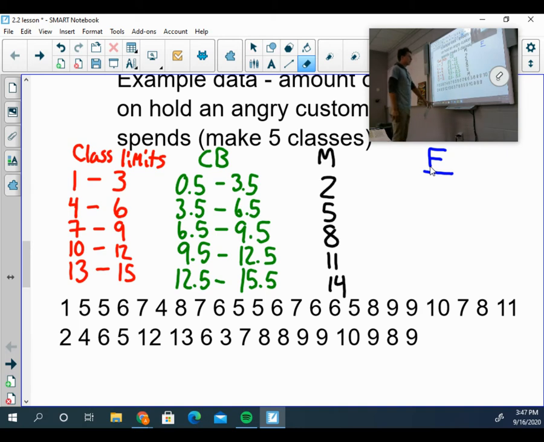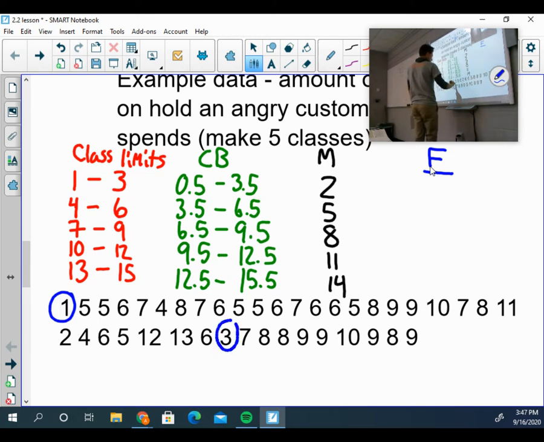Well, I simply look at my data now and I count how many pieces of data fit into each class. So my first class boundary, 0.5 to 3.5, or the class limit 1 to 3, I'm going to count all the values that fit in there. I will circle them below. So 1, 2, 3. I have 3 values, as I double check here, 3 values that fit into that first class.